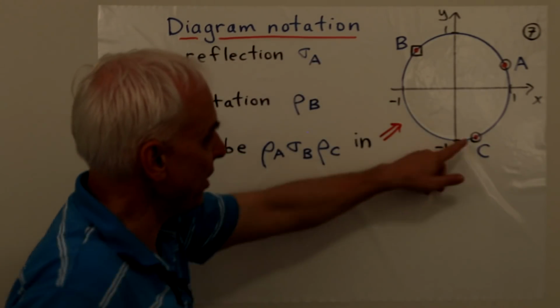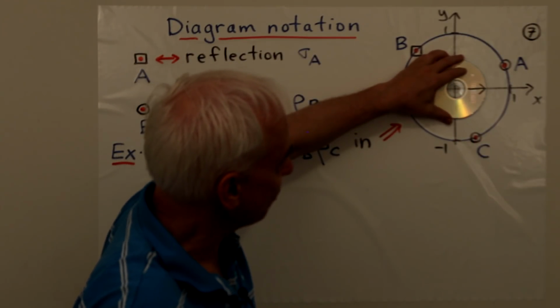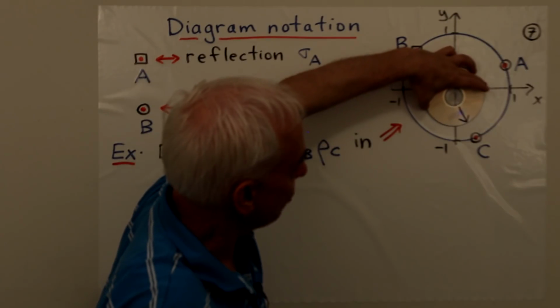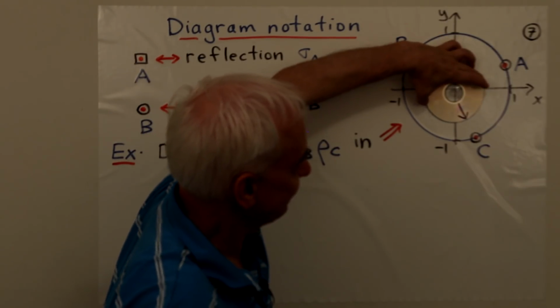And over here is rho C. That's easier to describe. It's just a rotation that starts with the plane like this and ends up going like this. Starts there and ends there.